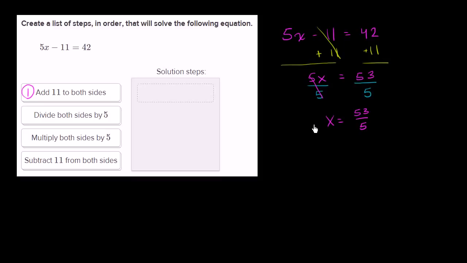So what's the next thing that I did? Well, I divided both sides by 5. So this right over here is step 2. I added 11 to both sides, then divide both sides by 5. So let's fill that in.